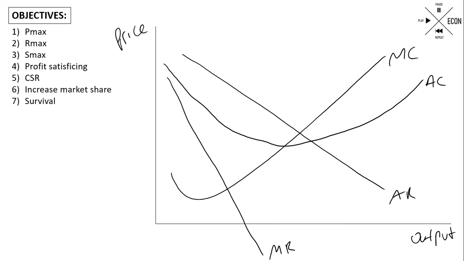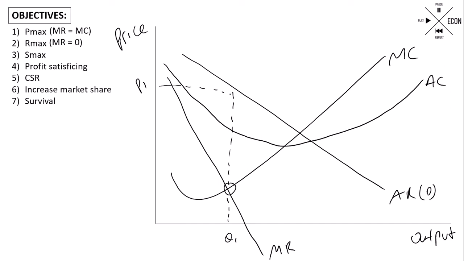So the first one we should have identified is where MR equals MC, which is here. So that is Q1, and you bring it up to where it meets the demand curve, or the AR curve, and that is P1. So that's your first one.